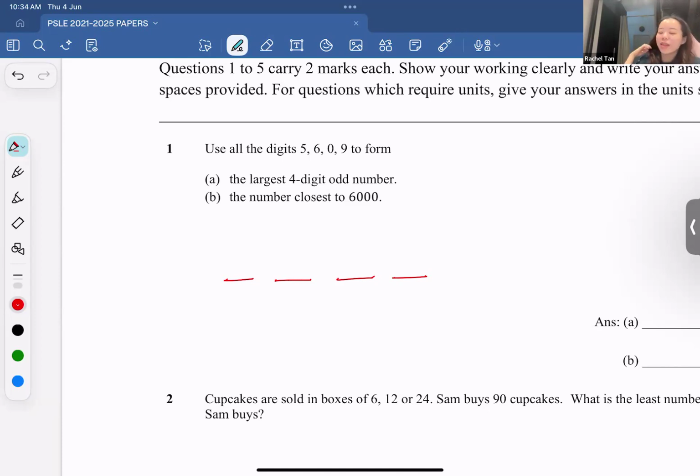And then if I want the largest, I'm going to highlight the keyword so that I don't make a careless mistake later. I want the largest, and I also want an odd number. Everyone, can you all just type in the chat? An odd number must end with what number?